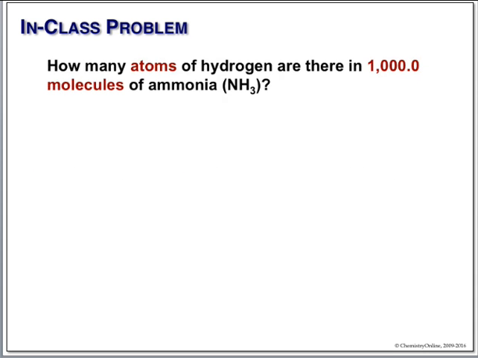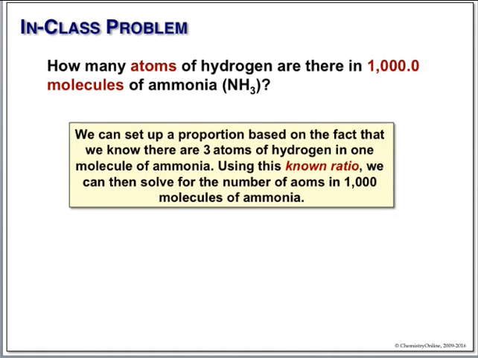All right. This is ammonia. We've all seen ammonia, NH3. How many atoms of hydrogen are there in 1,000 molecules of ammonia? Well, for this, you need to know your mole ratio, don't you? Every ammonia has 3 atoms of hydrogen. So our ratio is going to be 3 to 1.